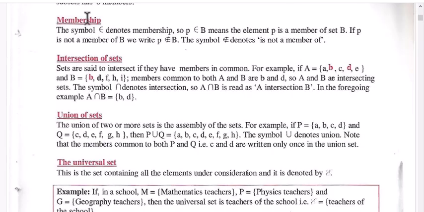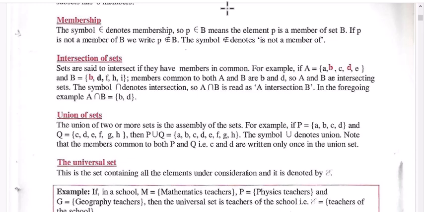Right, now we look at membership. The symbol for membership is this symbol here, just like an E, although it's not E. P is a member of B. This means that the element P is a member of the elements of B. If P is not a member of B, we write it with the symbol that means P is not a member of B. So these are the symbols for membership.